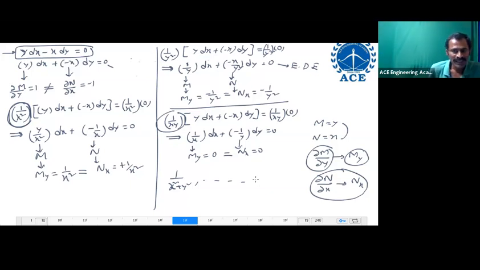In the non-exact method, we write the methods of finding the integrating factors only. Using this integrating factor, we can convert the non-exact to exact, and then we write the solution of the exact by the exact method onwards.